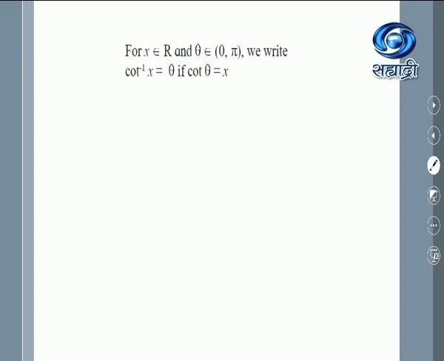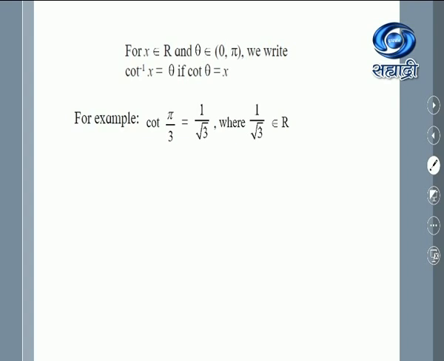Let us have one example. x belongs to R and theta belongs to the open interval 0 comma pi. Then we write cot inverse x is theta if cot theta equals x. This you know with the notations. The example is cot pi by 3 is equal to 1 upon root 3. This we know: tan 60 degrees is equal to root 3. Therefore, cot 60 degrees is equal to 1 upon root 3.